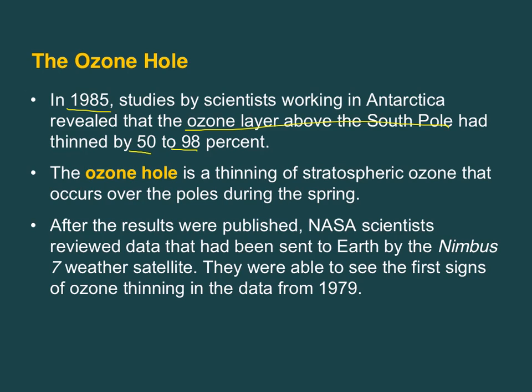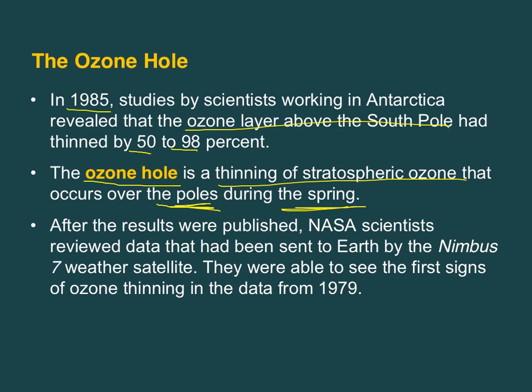So that means most to almost all of it was gone. At least half to almost all of it was gone in places. And we started seeing an ozone hole. And this hole is the thinning of that ozone. Since then, we've noticed that it occurs over the poles during the spring for that pole. So it occurs over the North Pole during our spring right now, and it occurs over the South Pole during our fall, because it's the Southern Hemisphere and the seasons are reversed.